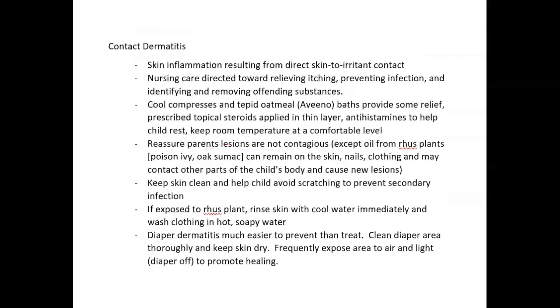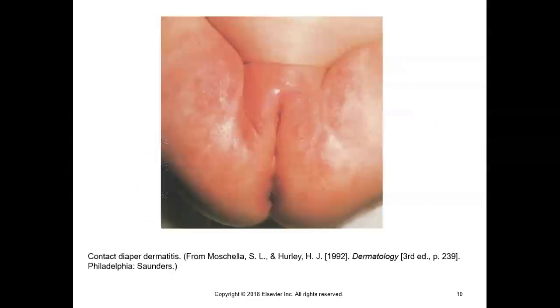Contact dermatitis is a skin inflammation that results from direct skin to irritant contact. Contact dermatitis can be caused by hundreds of substances, including rubber products, clothing dyes, nickel, plant oils, scented or strongly alkaline soaps, skin lotions, cosmetics, and wool clothing. Diaper dermatitis, also known as diaper rash, is a contact dermatitis from irritants such as moisture, friction, and chemical substances.